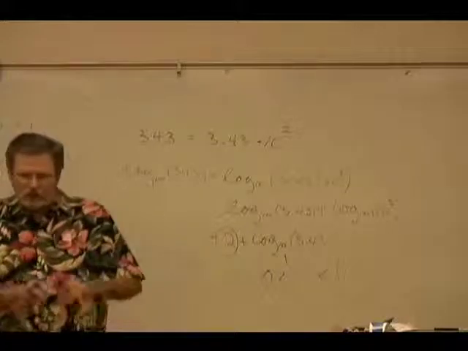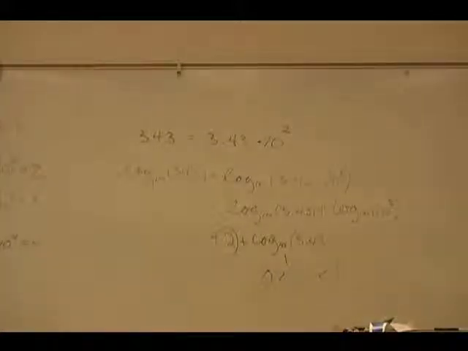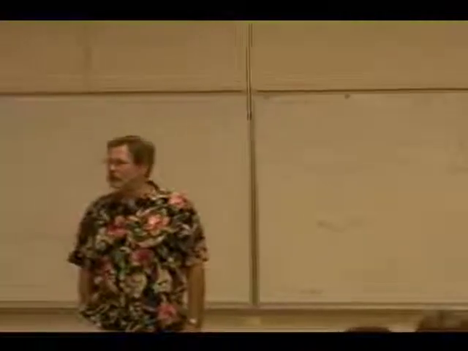And so what people used to do is create tables for the mantissa, right? You look at what is the log of 3.43, for example. It's going to be a number between 0 and 1. Notice, if you know this, then that tells you what the log of 343 is. It's 2 plus whatever that table says is the log of 3.43, right?